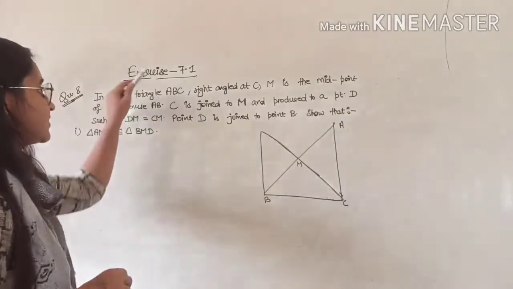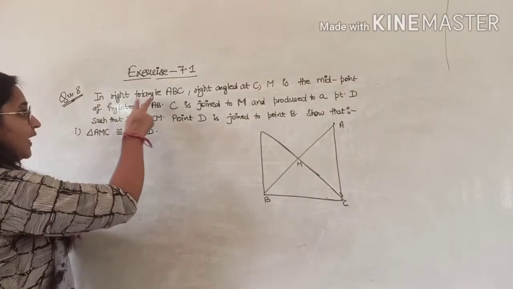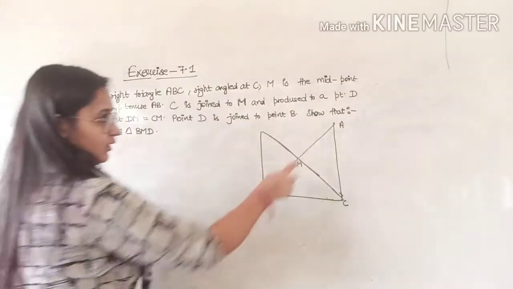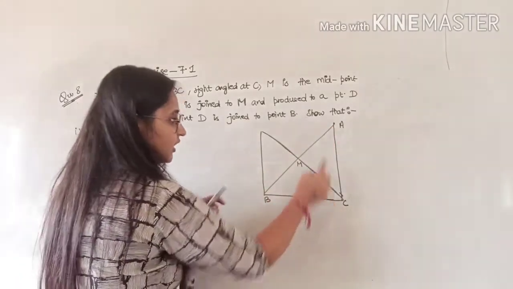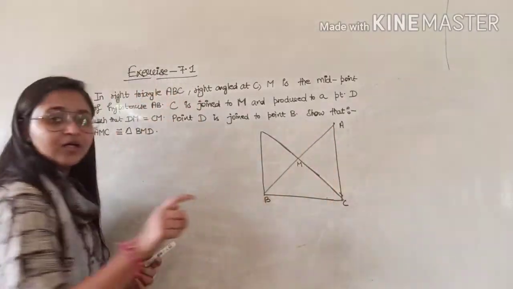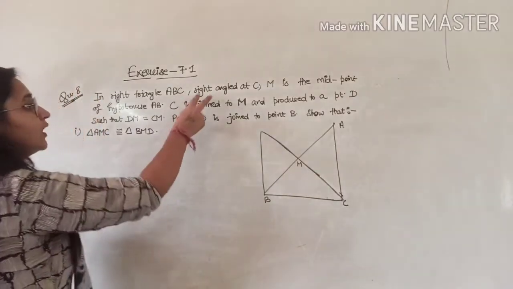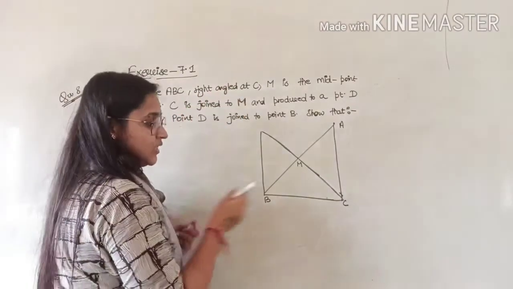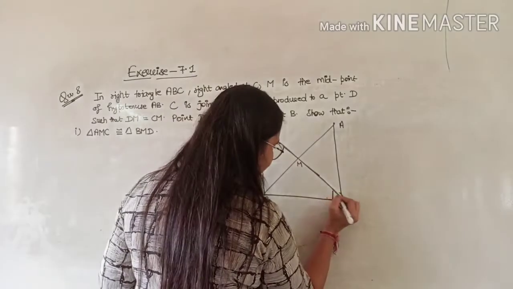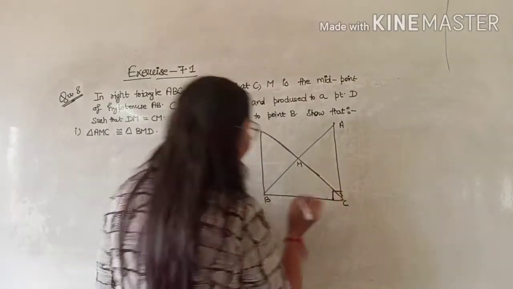Question 8 of exercise 7.1 is in right triangle ABC. ABC, this is the right triangle. Right triangle means one of the angles will be 90 degrees. So it is given right angle at C. What do you mean by this? It means angle C, this complete angle, is 90 degrees.